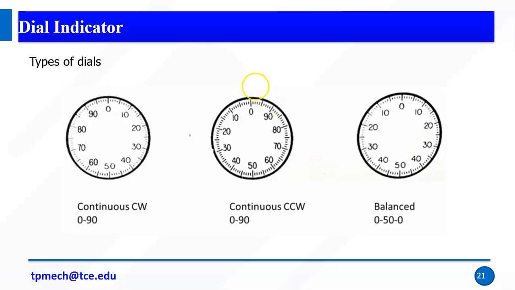So this image shows the various dials. Here, this is a continuous clockwise 0 to 90. This is counterclockwise 0 to 90. And this balanced one is 0 to 50, again 50 to 0. So based on our requirement, we can pick our dials.